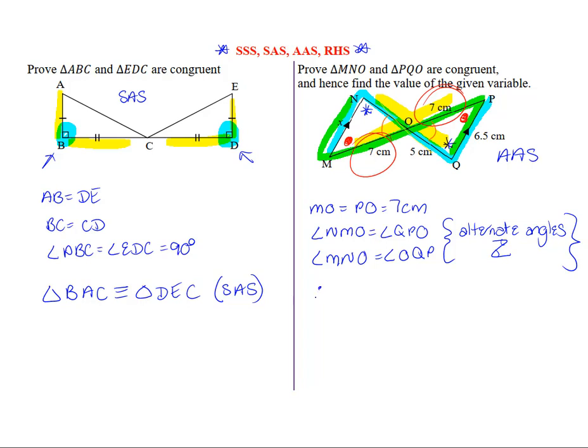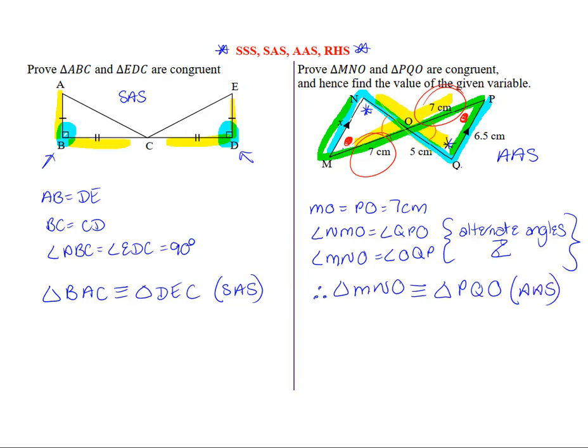So therefore, triangle, now I'm going to go red, blue, middle. So triangle MNO is congruent to triangle red, P, blue, Q, O, and the reasoning is AAS.